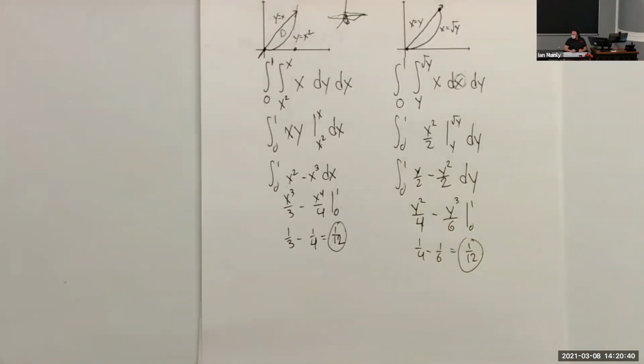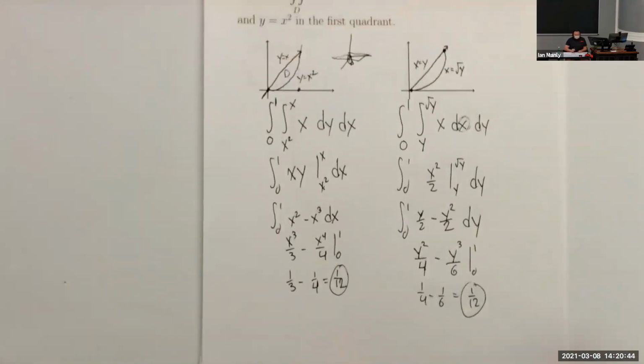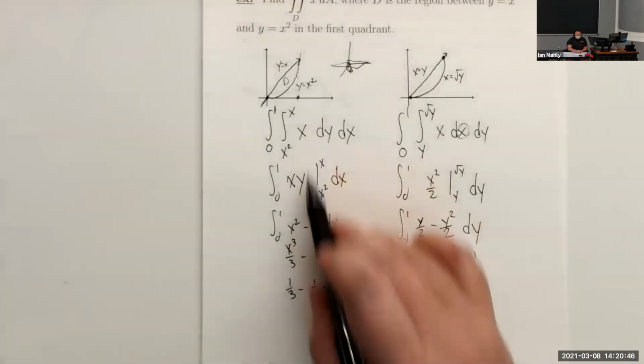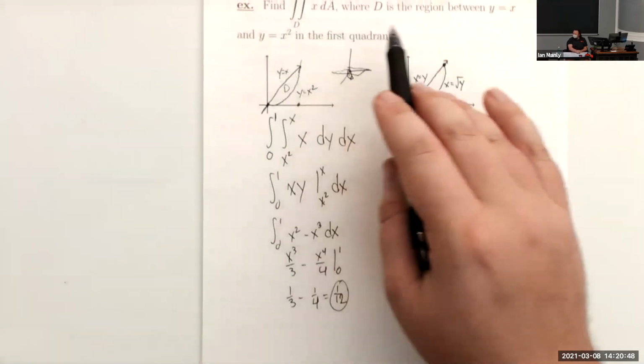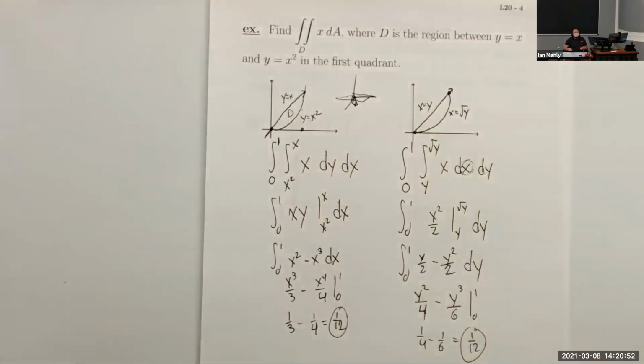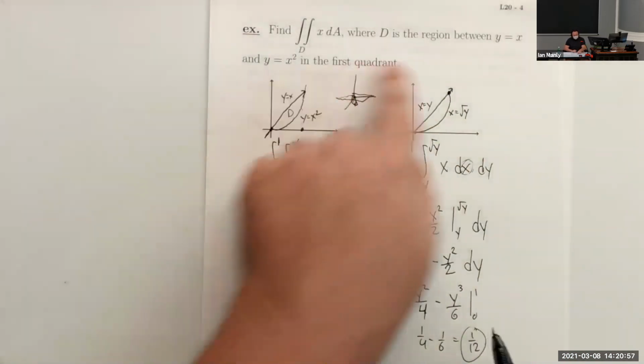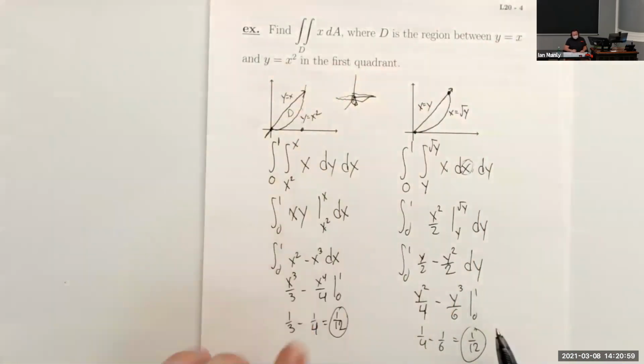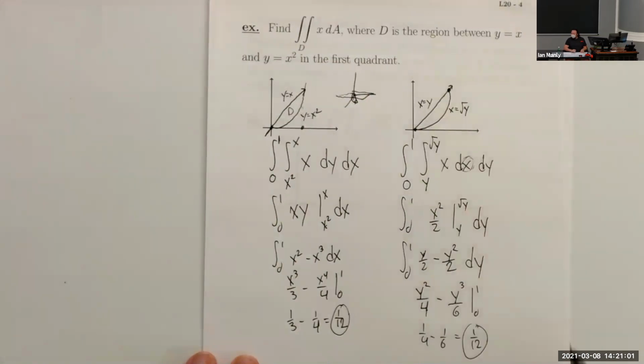So either way, we're going to get 1/12 from this integral, no matter which way we do it. I would say that this way is probably the easier way of doing it given the information here, because they gave it to you as y as a function of x. So if they give you information a certain way, it may behoove you to set up the integral with the way they give it to you, but it wasn't too bad doing it this way either.